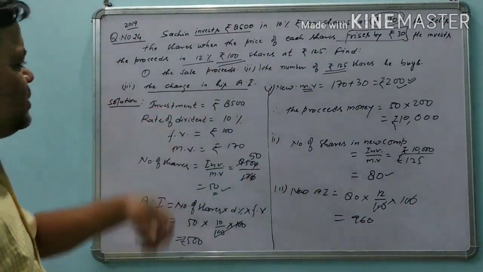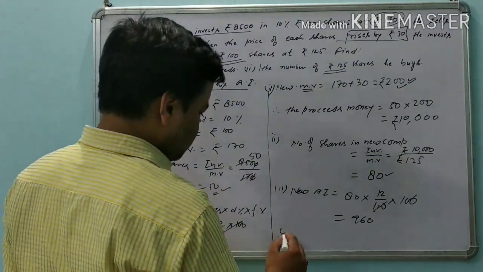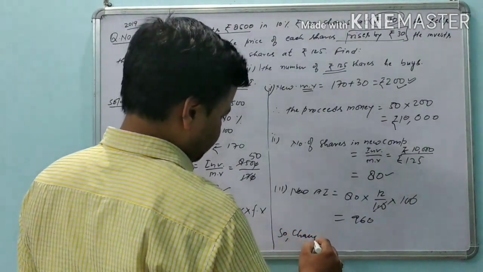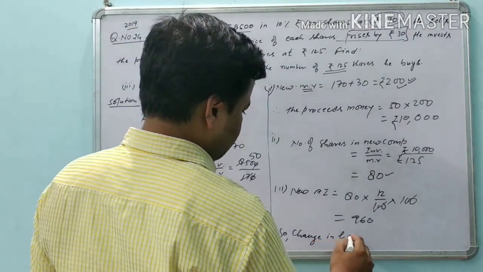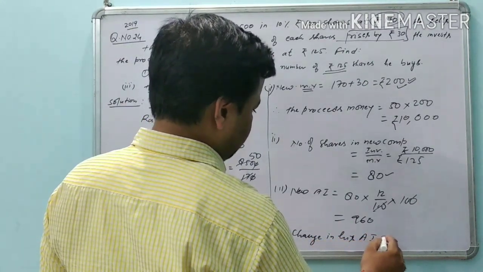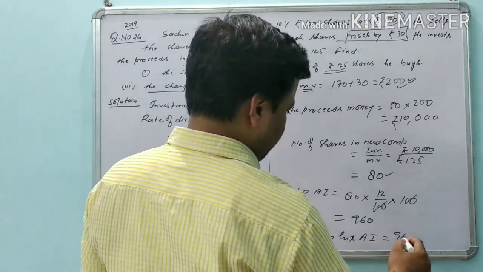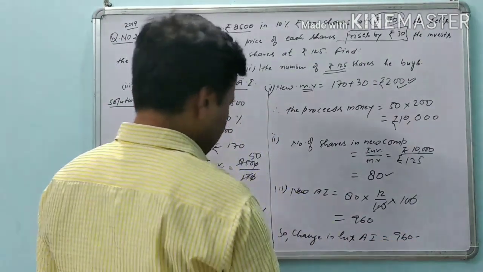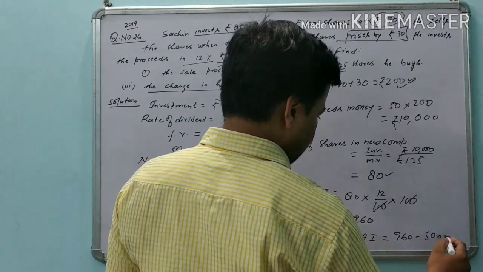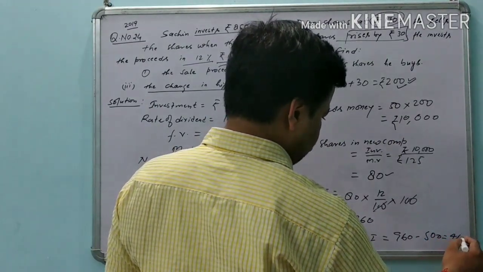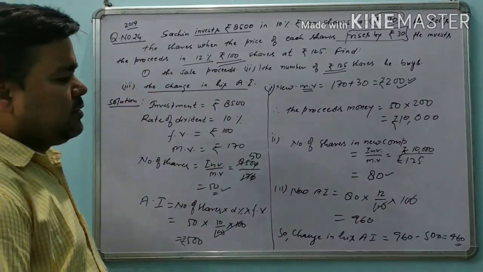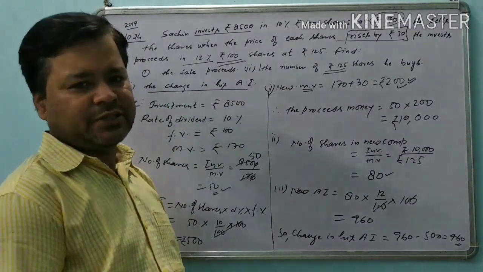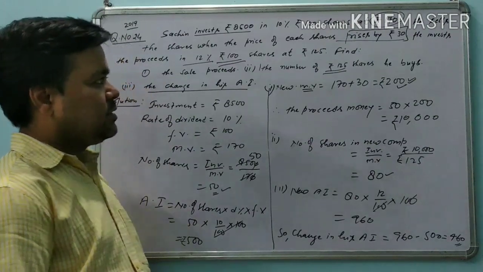And the question is the change in his annual income. So change in his annual income is equal to 960 minus 500 is equal to 460. Okay, it means the change in his annual income will be 460 rupees. I hope you understand this.